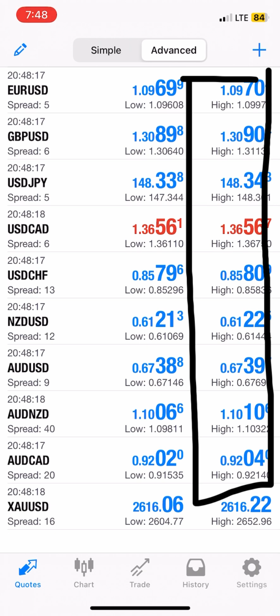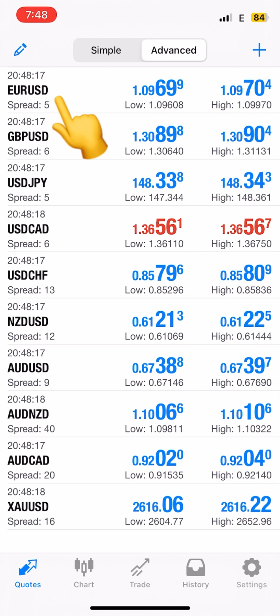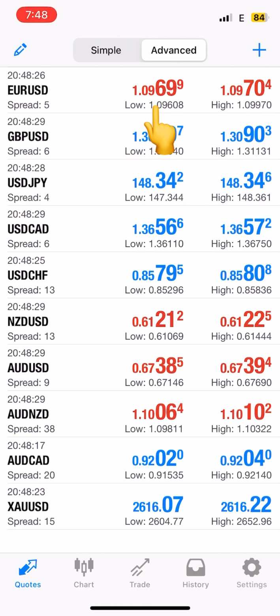So for instance, let's use the EURUSD. 1 euro is going to cost you 1.09699 United States dollars. Let me go over that again. The cost of 1 euro is 1.09699 USD, which is the bid price.